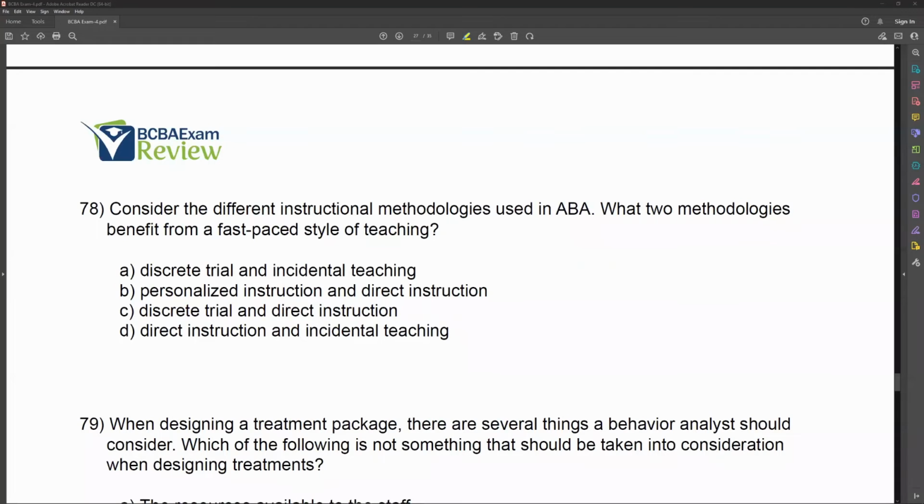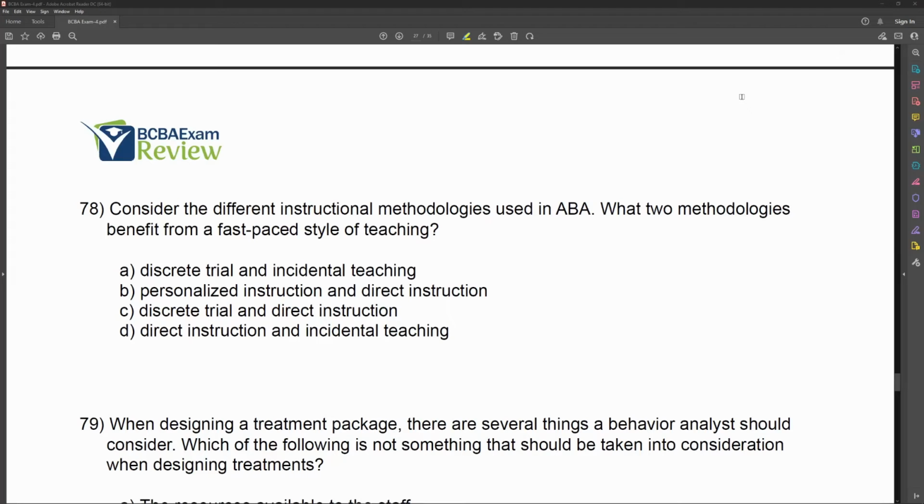Okay, 78. Consider the different instructional methodologies used in ABA. What two methodologies benefit from a fast-paced style of teaching? All right, so remember, we have our 5 instructional methodologies that you will need to know. They will ask you questions about them. We have discrete trial teaching, incidental or naturalistic teaching, precision teaching, personalized system of instruction, and direct instruction. What two methodologies that we just listed benefit from a fast-paced style of teaching?